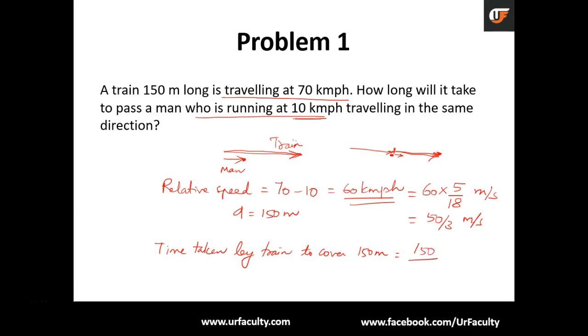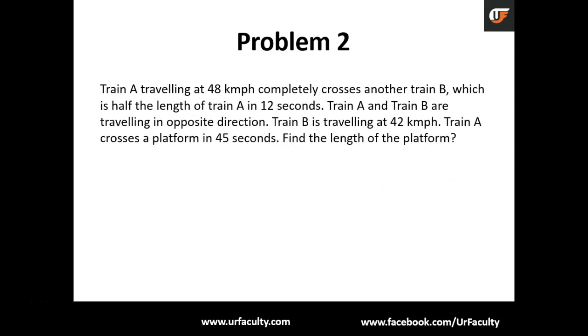It is 150 by its time taken. Time is equal to distance by speed. So distance is equal to 150 and speed is equal to 50 by 3, which means 3, and it is 9 seconds. I hope you understood this problem. Let me move on to the next one.